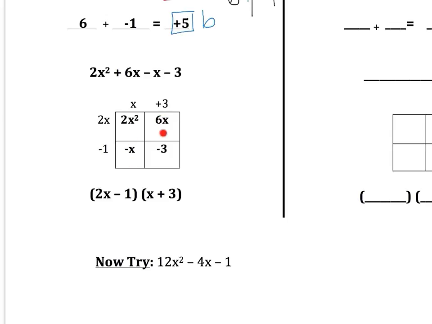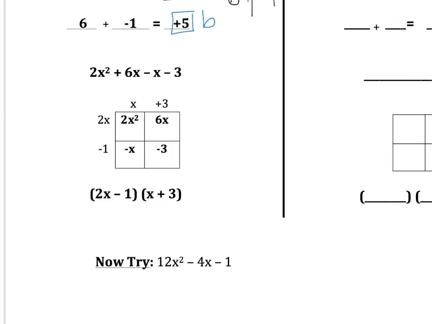Now let's move on to the second column. 6 and -3, what's in common? 6 is divisible by 3, 3 is divisible by 3, so I know that there is a 3 in common. This has an x, this does not have an x, so there is no x in common. Now how did I decide the sign of this 3 is going to be positive? Because this 6x is positive, so this is positive.